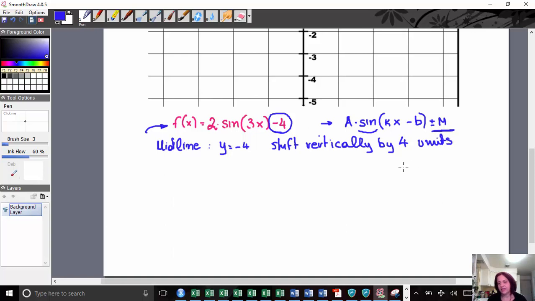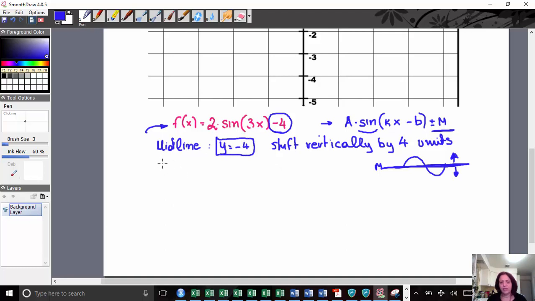Remember that the sine function is nothing else than this. The midline is this line right here, the line that separates the function into half of it on the top, that corresponds to half of the unit circle, and half of it at the bottom. That's your midline. And this is going to be at the y equals to -4.